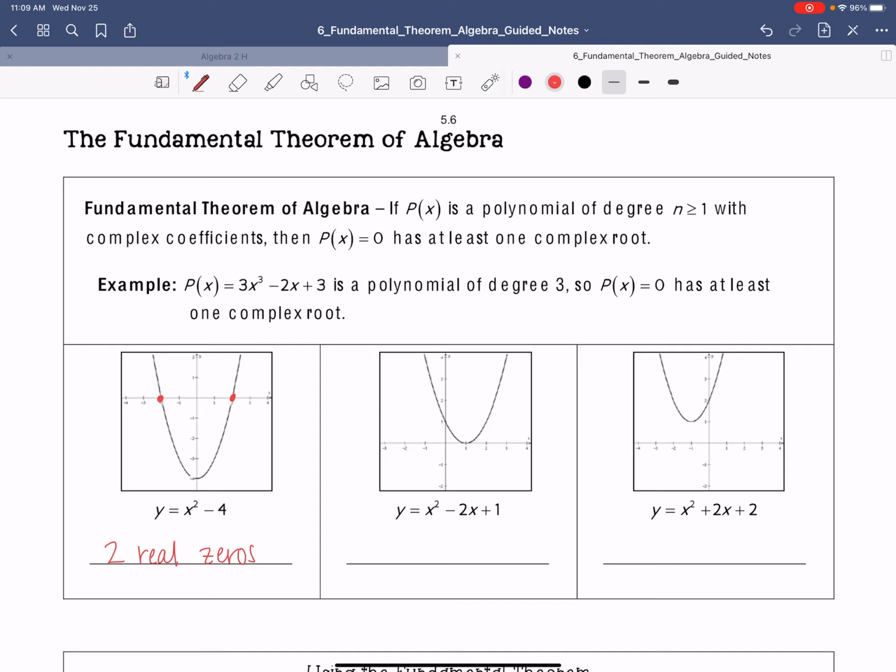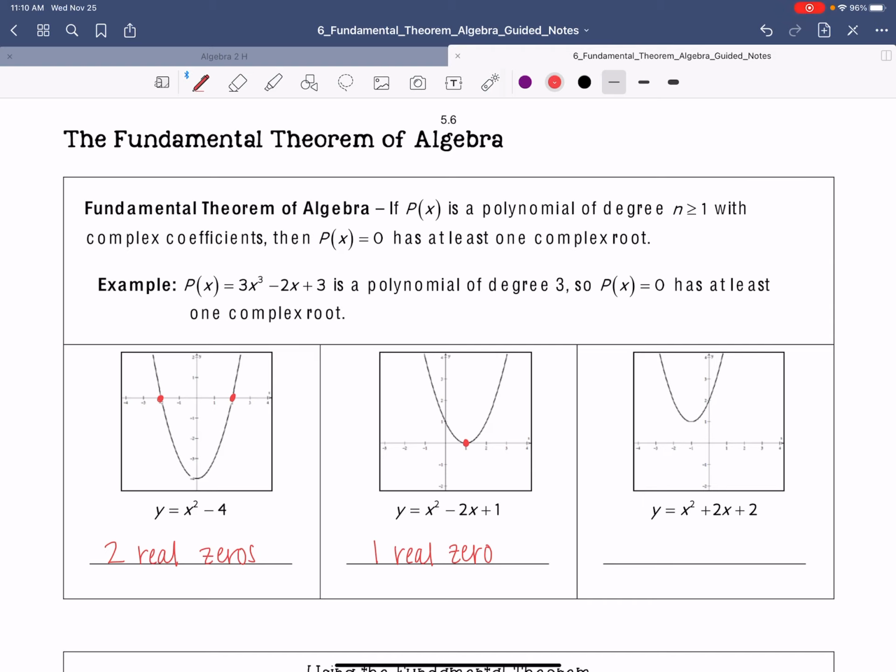Okay, the next case is it's going to hit and bounce back up. Remember when this happens, when it comes down, touches, and then bounces? This has a multiplicity of 2, but technically there's only 1 zero. There's 1 zero at x equals 1. It has a multiplicity of 2, but the only answer is x equals 1. So this one would have 1 real zero, again knowing that it has a multiplicity of 2.